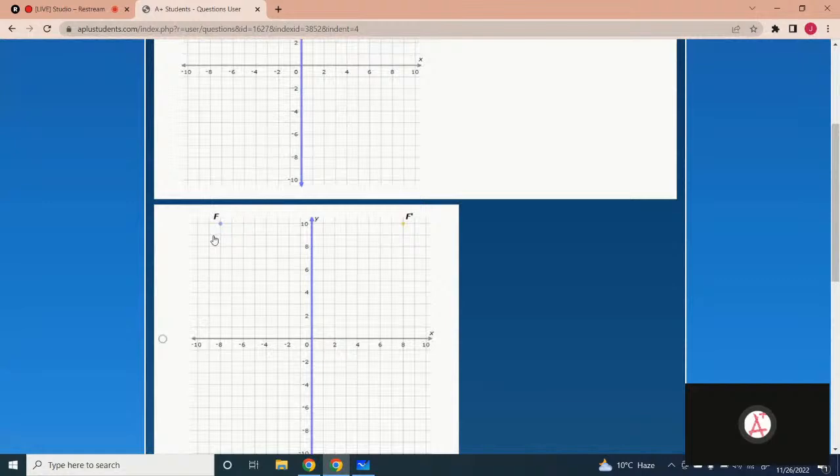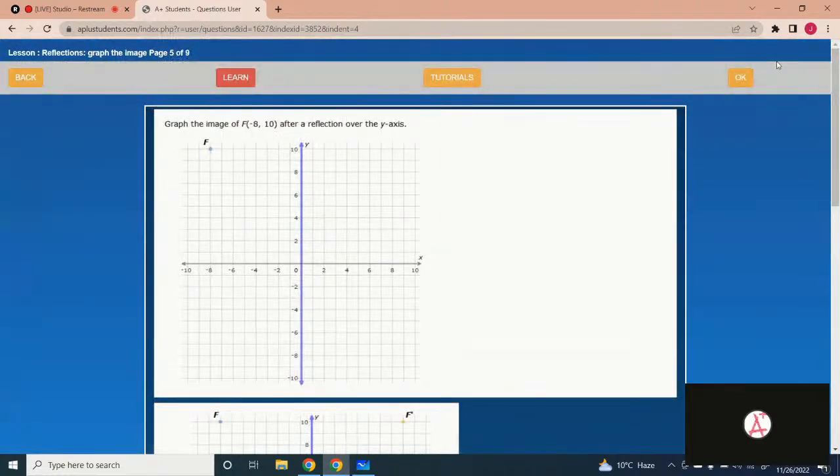Negative 8 and 10, so here the new coordinates are 8 and 10. Got it? Just select the correct option and click on the OK button. Got it?